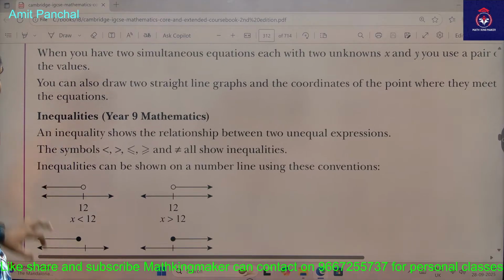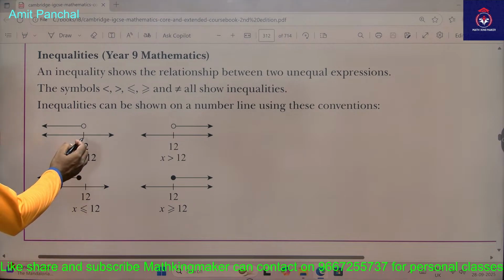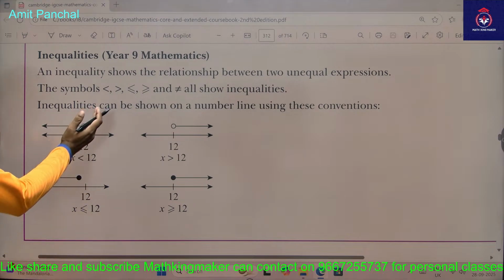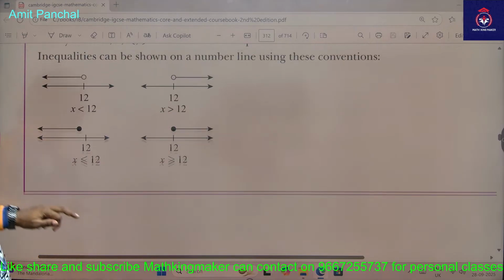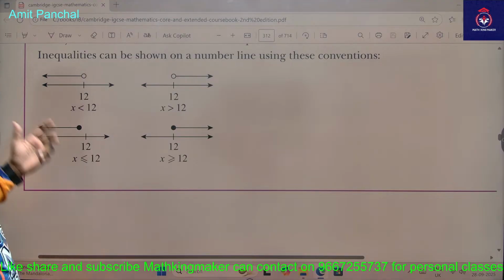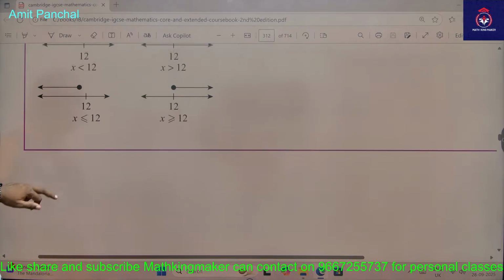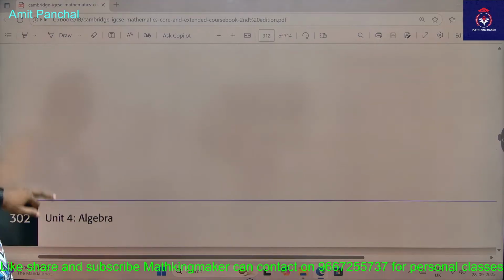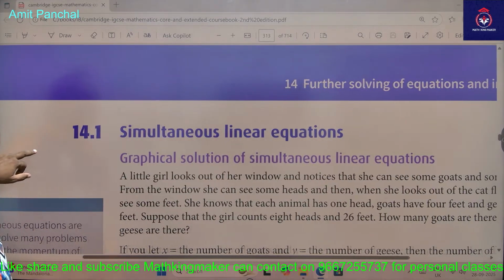Let us say we are talking about x lesser than 12. Let us say this is 12. So we are talking about this region. Inequalities always show you the region. An equation will give you the exact value of x, but an inequality will give you only the region. So that is the simultaneous linear equation we are talking about.